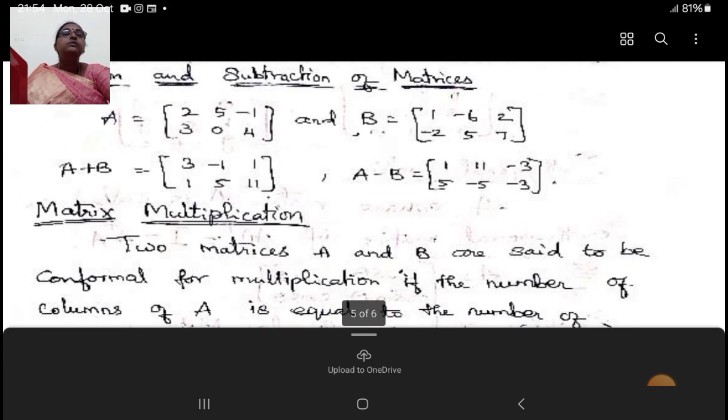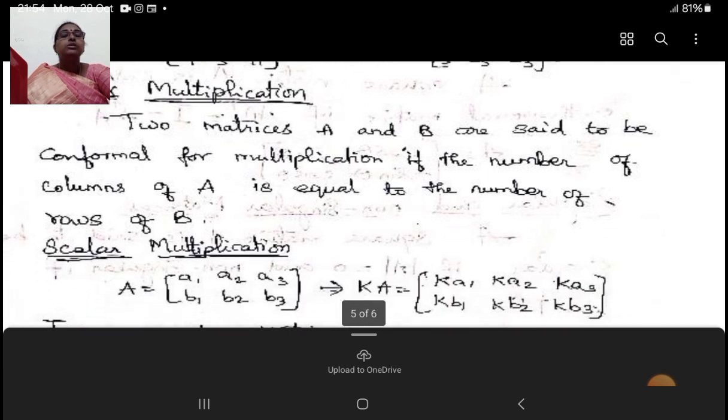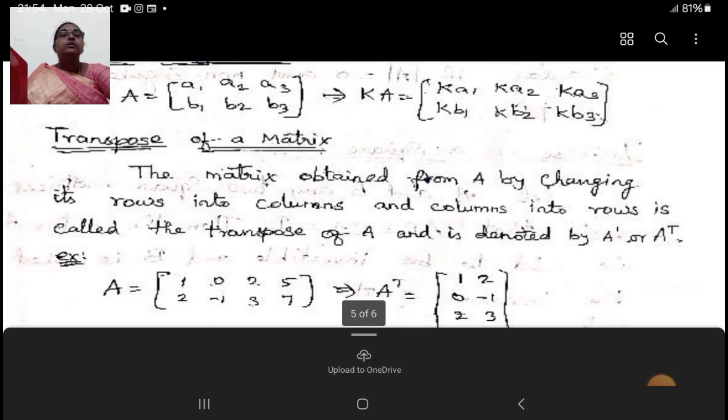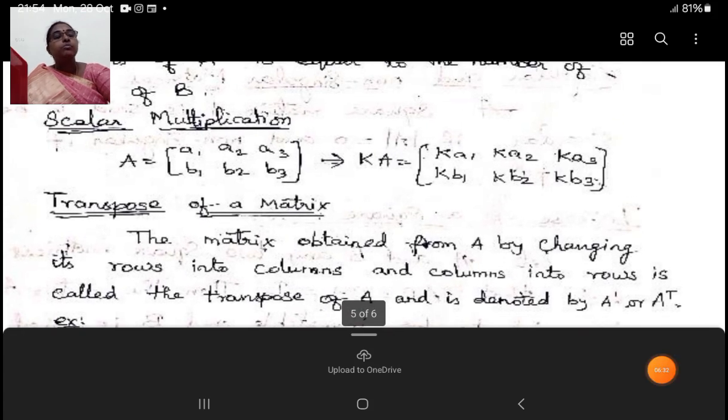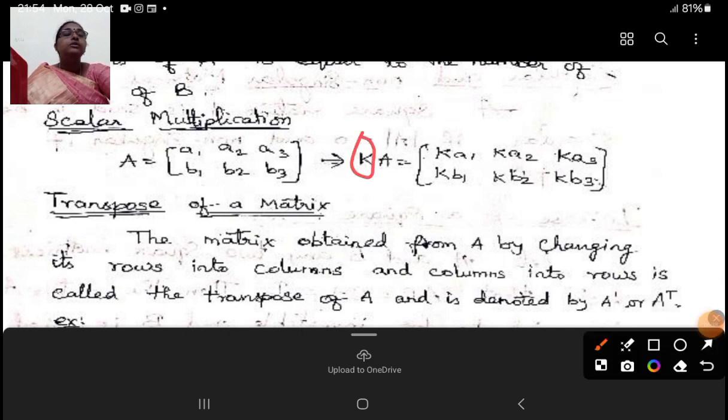Then another concept is addition and subtraction of matrices. If matrix A and matrix B are given, we can add or subtract the two matrices. Matrix multiplication: if two matrices A and B are conformable, then we can multiply these two matrices. And then scalar multiplication: a scalar k is multiplied with each and every element of the matrix.